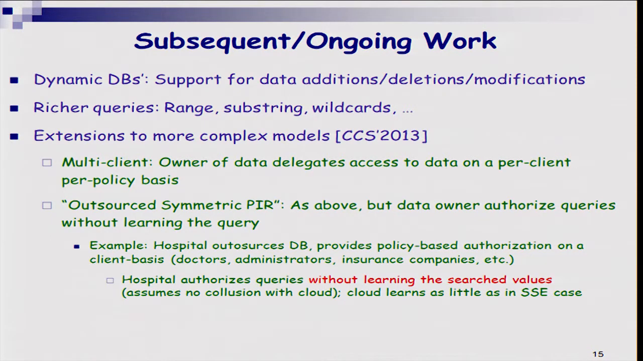So for example, you can have a hospital that outsources its database to the cloud. Now it has a policy saying this doctor can access these records, the insurance companies can access this information, and it gives tokens for these parties to do queries. But again, the hospital is not learning what the value of the query is. So if you're searching for someone with diabetes, then there is a policy saying you are allowed to search by sickness, but the hospital will not learn which sickness that is. And this is something which is important for regulations, liability.